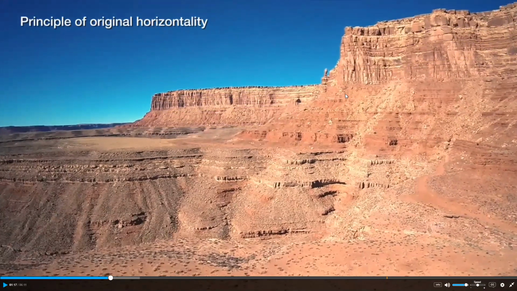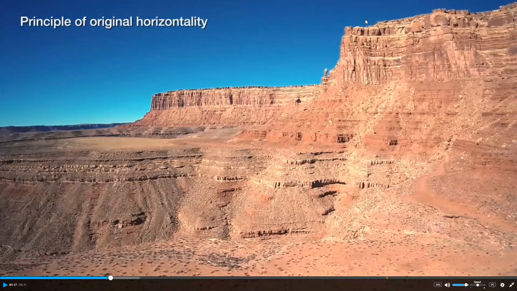So what you can see here is both the principle of superposition as well as the principle of original horizontality, that the oldest rock layers are going to be at the bottom, and as sediments are deposited, each layer upon that is going to be younger, so that our oldest rocks are going to be down here at the very bottom and our youngest rocks are going to be up here at the very top.